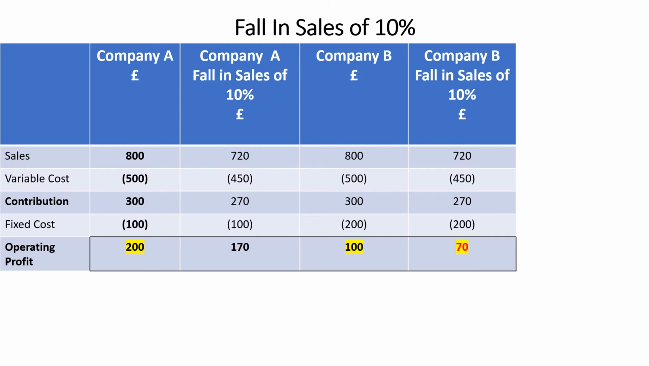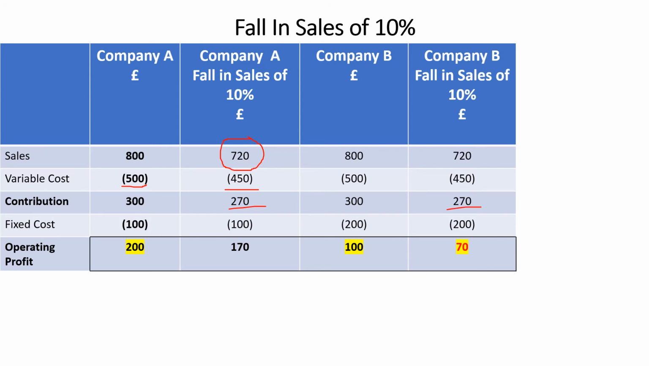Now, if sales falls by 10% for Company A, then what we can simply do is take 0.9 multiplied by 800, which would give us a figure of 720. And that applies to Company B as well. Variable costs, which vary directly with sales, also experience a fall of 10%, which means 0.9 multiplied by 500, which gives us a figure of 450. And the same applies to Company B, giving us a contribution of 270 for both Company A and Company B.